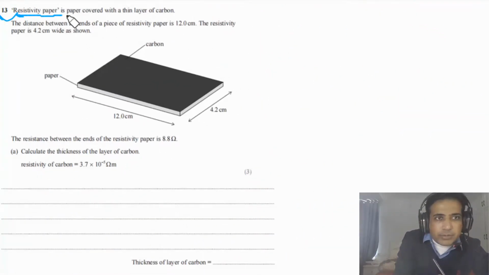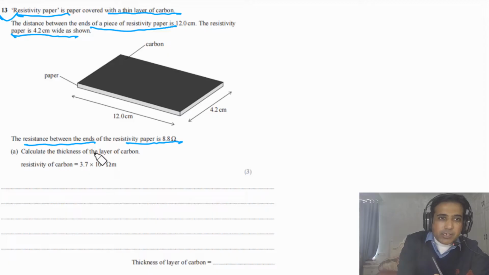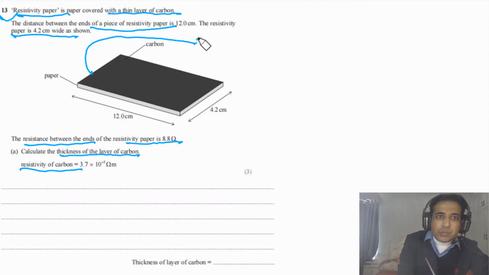Question 13 says resistivity paper is paper covered with a thin layer of carbon. The distance between the ends of a piece of resistivity paper is 12.0 centimeters. The resistivity paper is 4.2 centimeters wide as shown in the figure. The resistance between the ends of the resistivity paper is 8.8 ohms. Calculate the thickness of the layer of carbon. Resistivity of carbon is given to us. We need to find the resistance between these two ends. So simply we can imagine our battery is connected between these two ends.